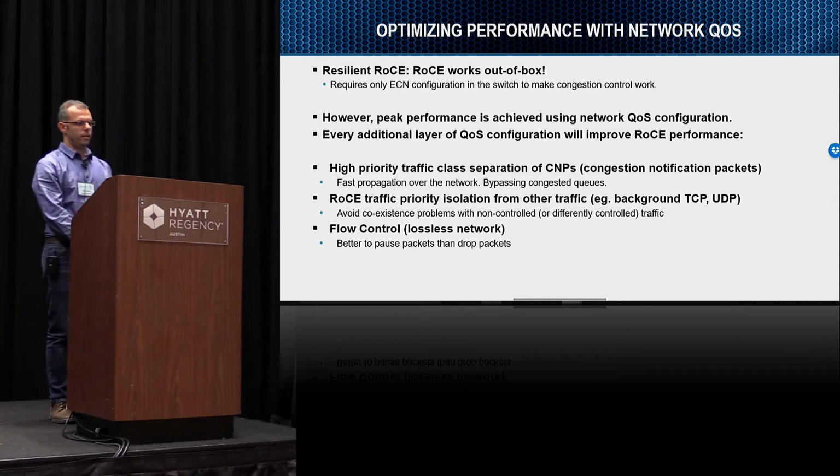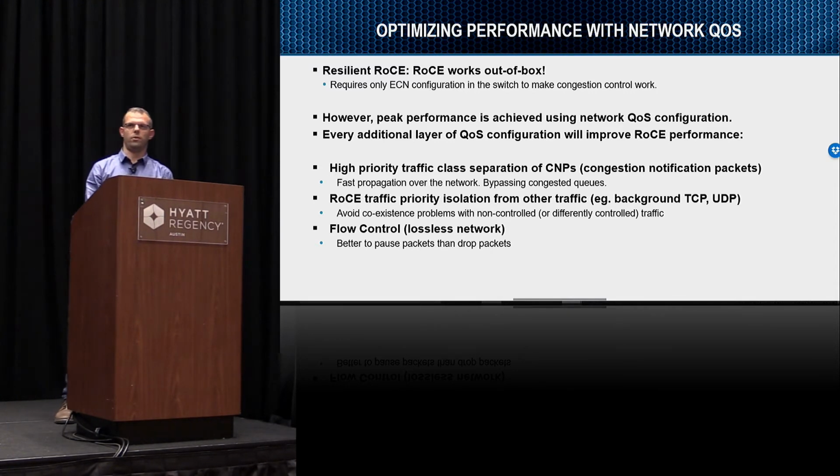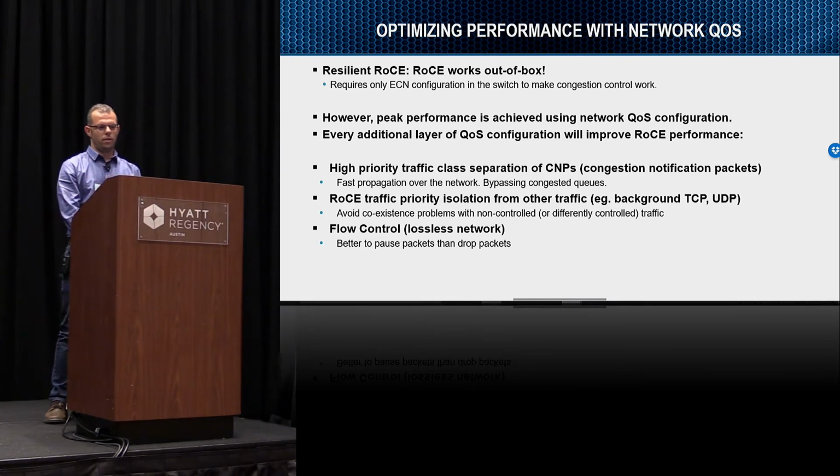So, as I said, resilient RoCE means that we no longer need to configure flow control to make RoCE work at scale. Basically, RoCE works out of the box. The only requirement is to set ECN thresholds on the switches, because this is an essential part of the congestion control algorithm.